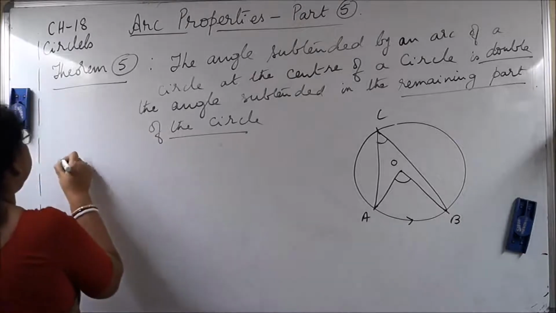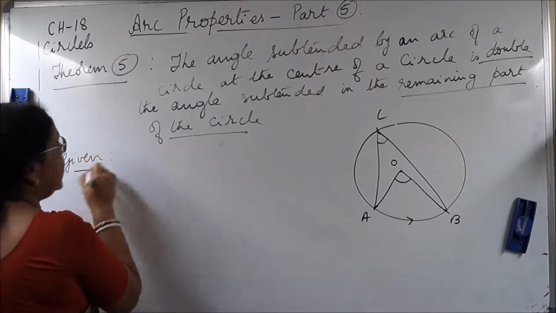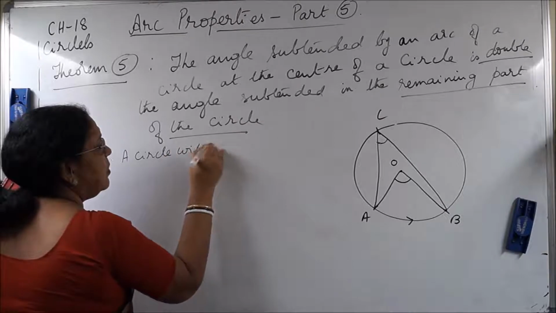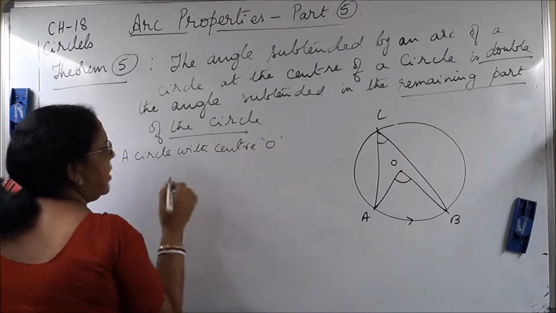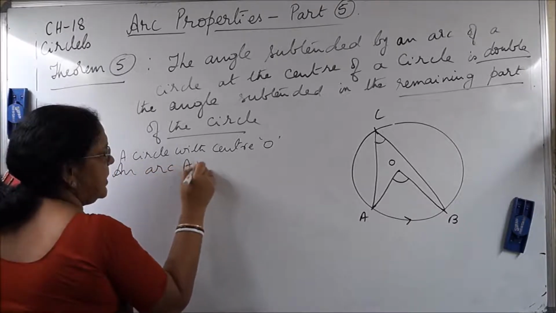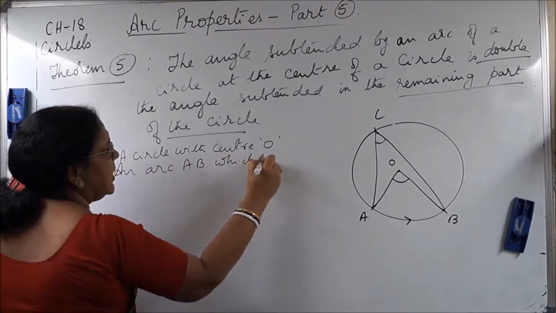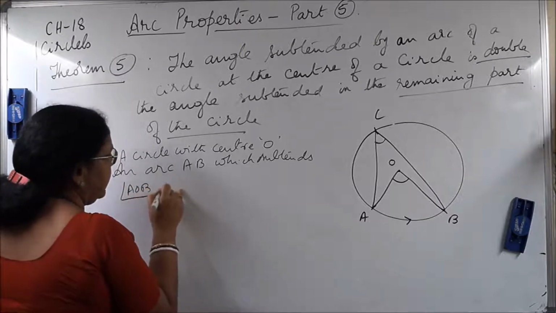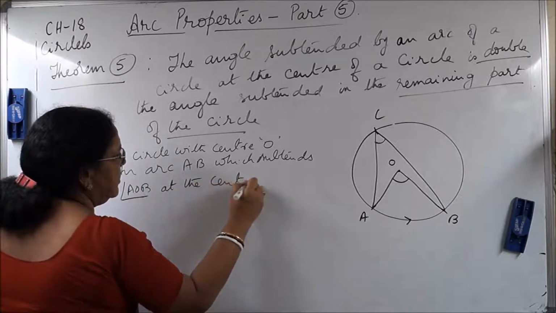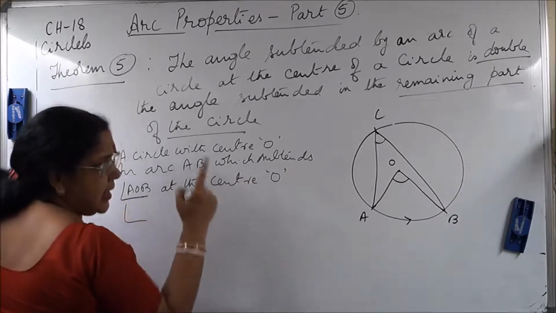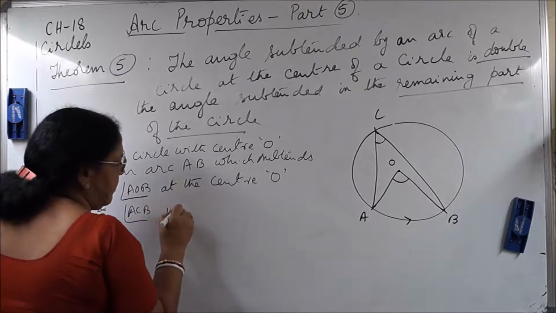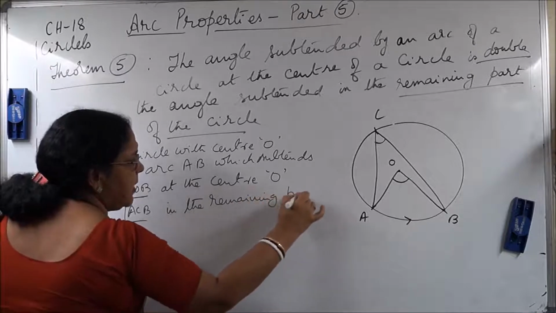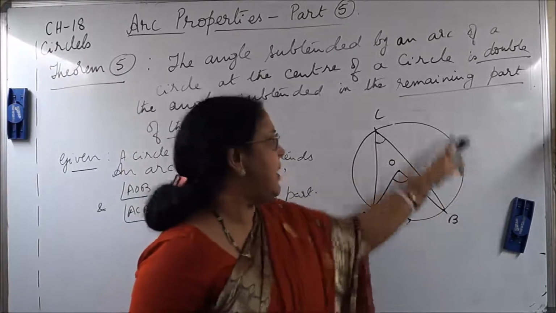Now what is given? Given a circle with center O, an arc AB which subtends angle AOB at the center O and angle ACB in the remaining part, okay, according to what is given in the statement, remaining part of the circle. Okay, C can be anywhere in the remaining part.